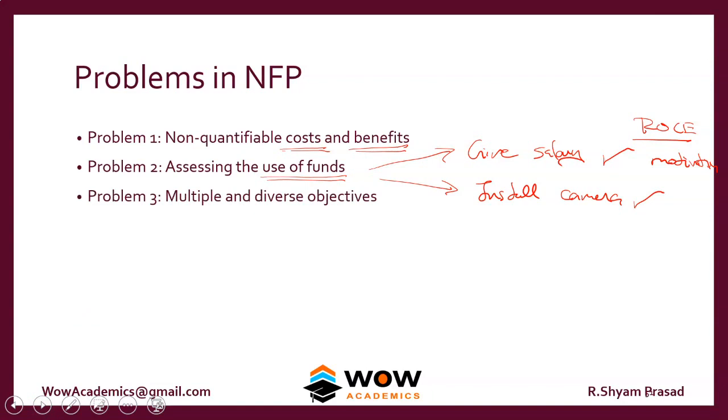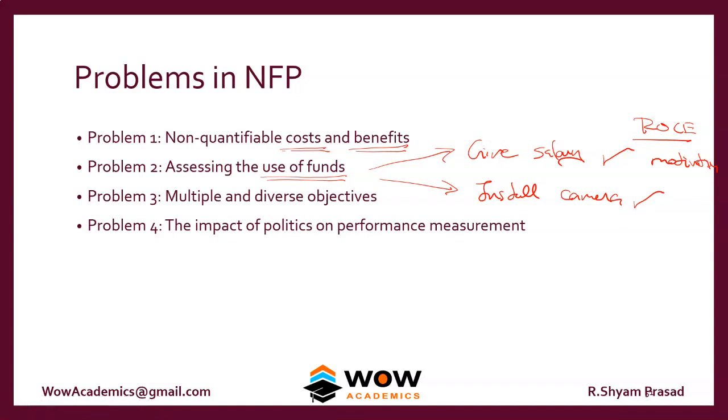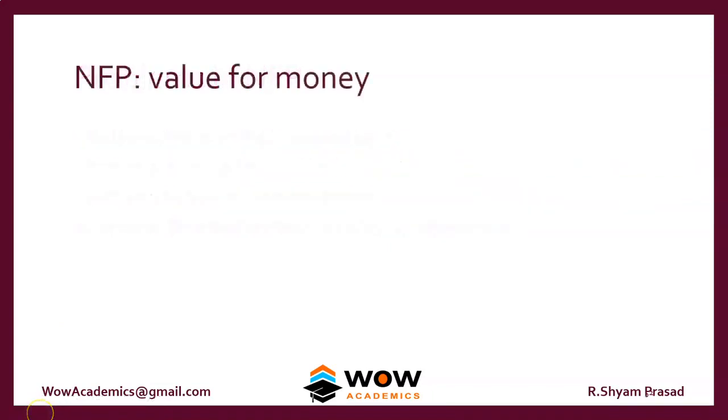There are multiple and diverse objectives. So for police, it's about preventing crimes, ensuring safety, and building confidence among the people. So they have multiple objectives. So it's very difficult to trade one thing with another. The impact of politics on performance measurement, what has to be measured. So that again is a problem. So there are multiple problems in NFPs.